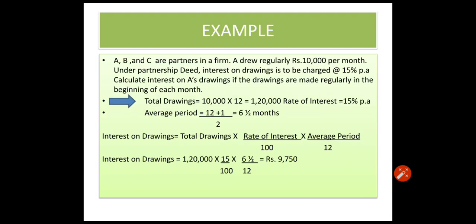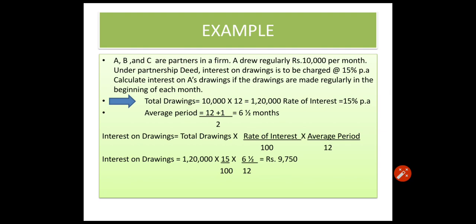A, B and C are partners in a firm. A drew regularly rupees 10,000 per month. Under partnership deed, interest on drawings is to be charged at 15% per annum. Calculate interest on A's drawings if the drawings are made regularly in the beginning of each month.